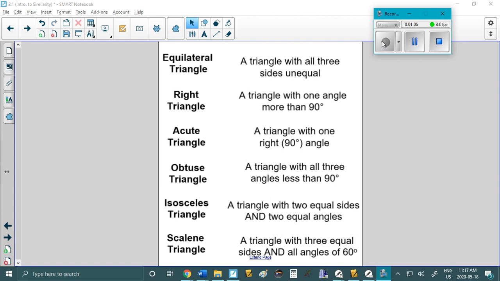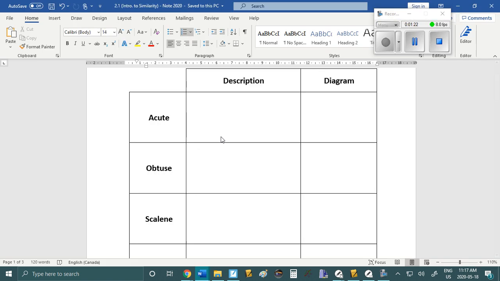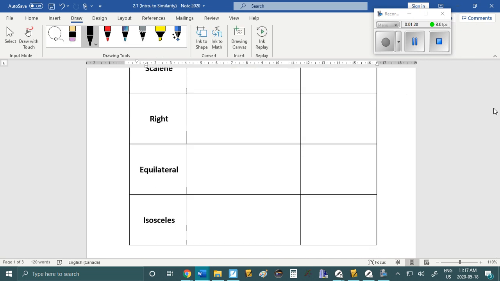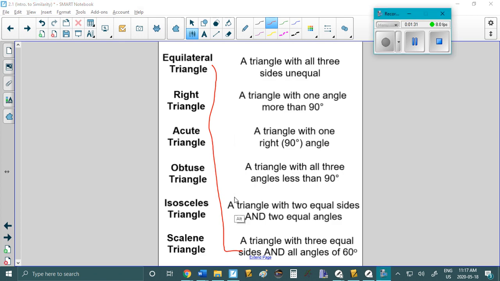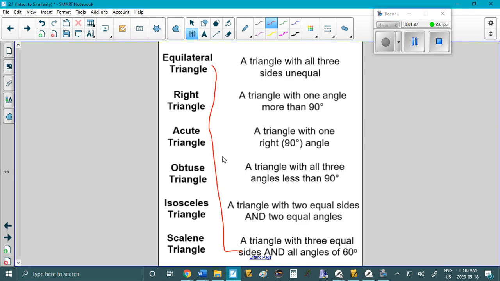Okay, so let's go through this. So first we have an equilateral triangle. You might remember that equilateral means everything's the same. So this one is all the way down here. So 3 equal sides and all angles are 60 degrees. So in your definition thing for equilateral, you would write a triangle with 3 equal sides and all angles equal to 60. And the reason they're all 60 is because if they're all the same, we know they add to 180 from grade 9 or even maybe grade 8 or 7. And if you divide 180 by 3, you get 60.